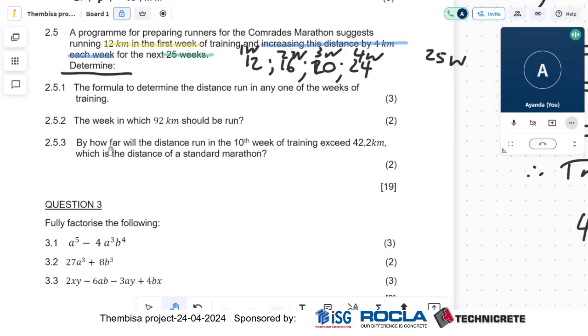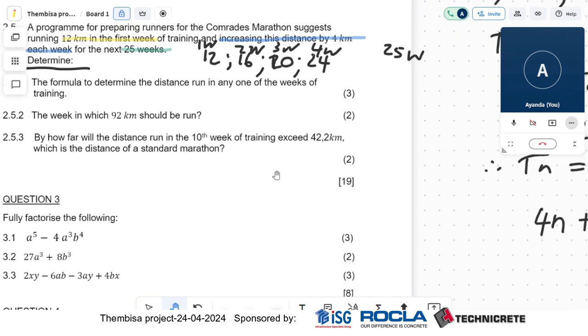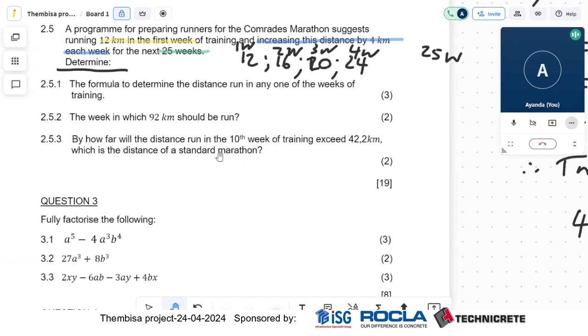2.5.3 asks us, by how far will the distance run in the 10th week of training exceed 42.2 kilometers, which is the distance of a standard marathon? So what we need to do is substitute 10 into our formula. Remember, our formula is 4n plus 8. So we take 4 times 10 plus 8 and find out how many more kilometers will be run in the 10th week that exceed 42.2.